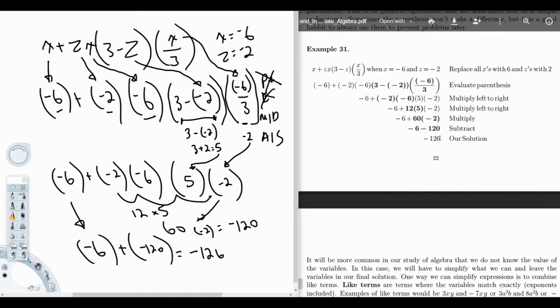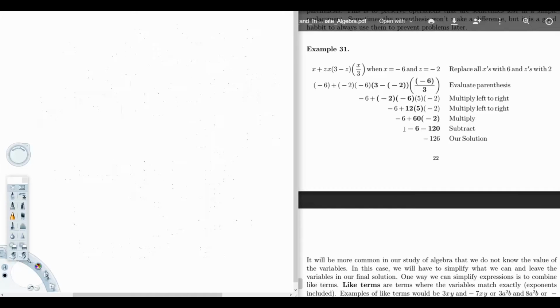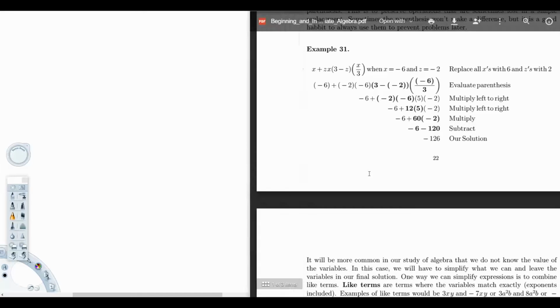Minus 126. What's our answer? Yes, it is. That's a good answer. So that's the explanation of that.